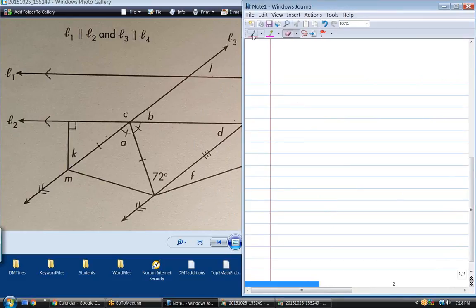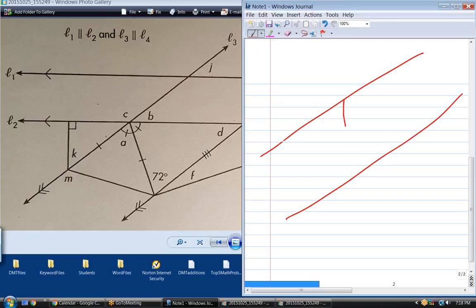The difficulty on all of these parallel line problems is they throw in so many other lines that you can't see it. Okay, there's point C. This is angle A, and that's 72 degrees. Now, if you look at only that, what is A equal to? 72 degrees, because it's alternate interior. Yes. So A is equal to 72.